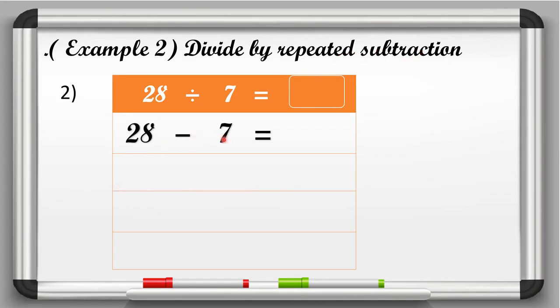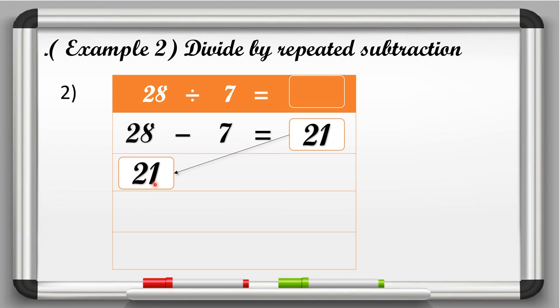So 28 minus 7. Keep 28 in your mind and 7 on your fingers. So let's start backward counting. 27, 26, 25, 24, 23, 22, 21. So we will write here 21. Now we will keep this 21 here by this arrow. 21 we will write here.